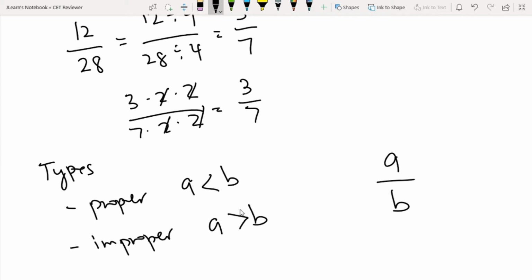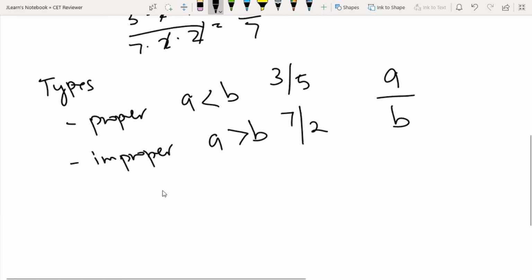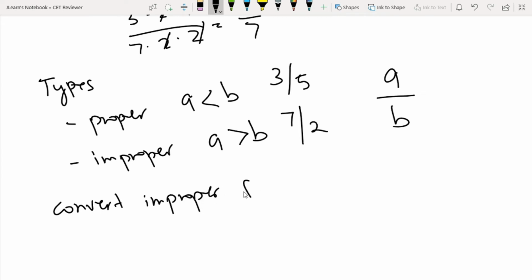Okay? So, an example of a proper fraction is, kunyari, 3 over 5. Mas malaki yung 5 kaysa sa 3, so this is a proper fraction. Pero kunyari, 7 over 2, this is an improper fraction kasi mas malaki yung 7 kaysa sa 2. Okay? So, one of the things na we do sa mga improper fractions is to convert improper fractions into mixed numbers.